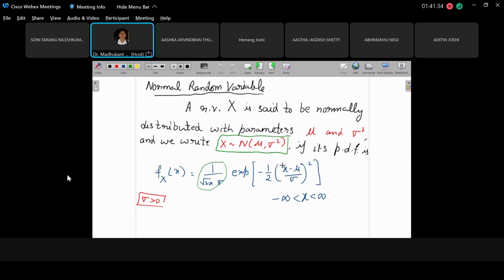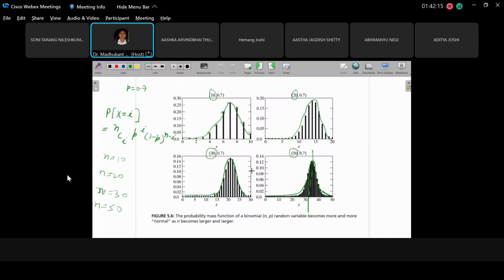So what is happening at x equals to mu here? So this is 1. And you can see that the maximum height is 1 upon square root of 2 pi sigma, which will occur at x equals to mu. That you can also prove. It will have a maximum at x equals to mu, and this is going to be symmetric about the line x equals to mu. So if you put mu equals to 0, you are symmetric about the y-axis. We will talk about this in more detail.